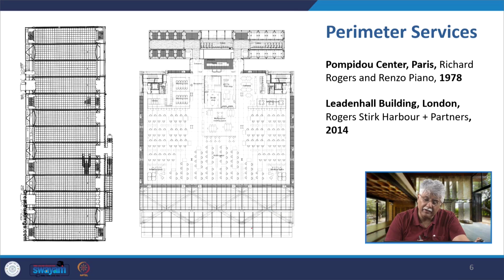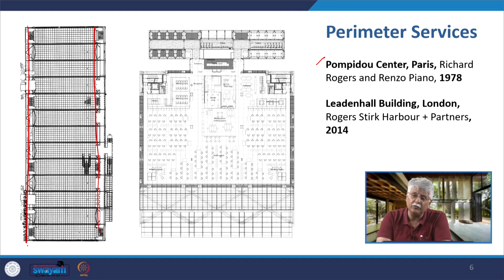Now when we come to the idea of perimeter services, as you see in the Larkin Building, those 4 corners have the services. So here we find the idea in the Pompidou Center where the services are provided in these 2 spines on either side of the building. Or we come to the Leadenhall Building in London, and again we find that the services are concentrated here.